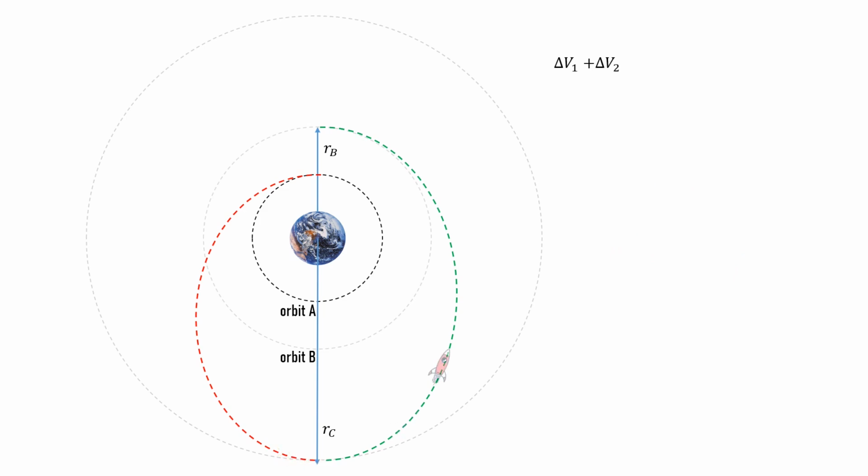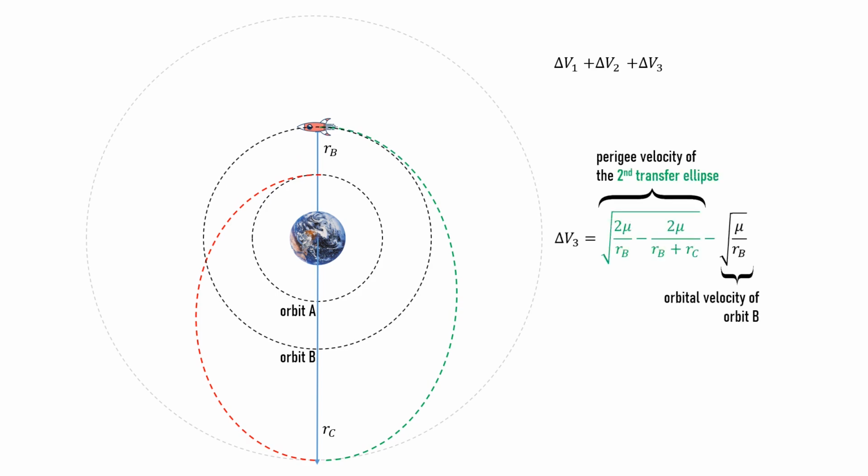Finally, when the final circular orbit with radius r sub b is reached, a third retrograde delta V injects the spacecraft into the final destination orbit. The magnitude of the required delta V for this final impulse is the difference between the orbital velocity of the circular orbit B and the perigee velocity of the second ellipse.